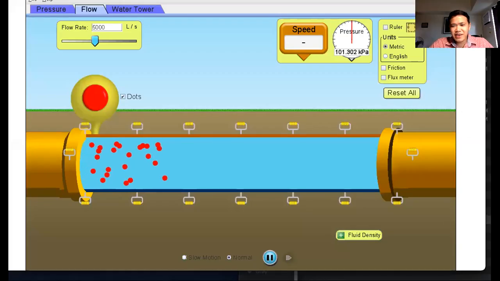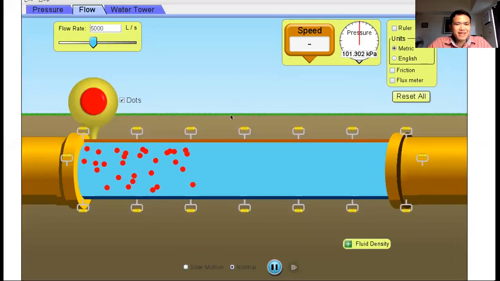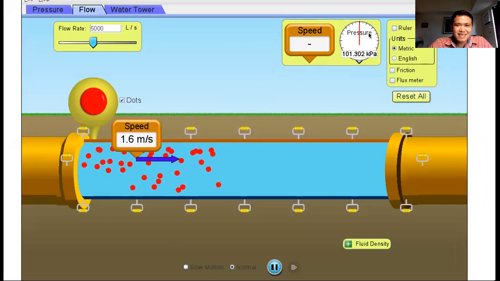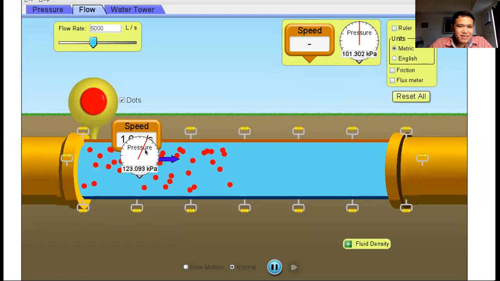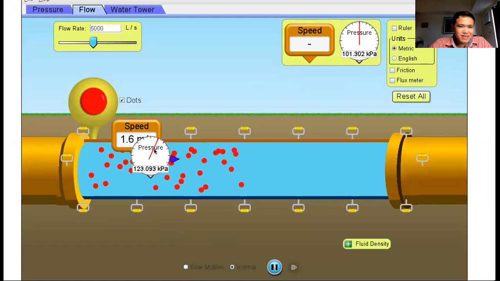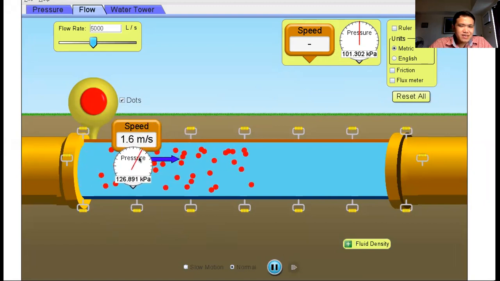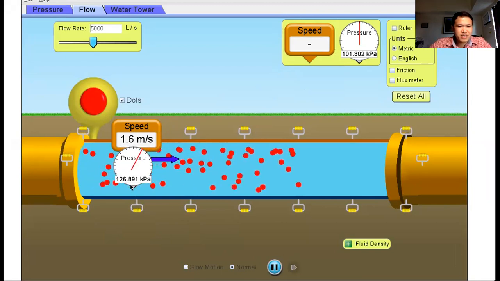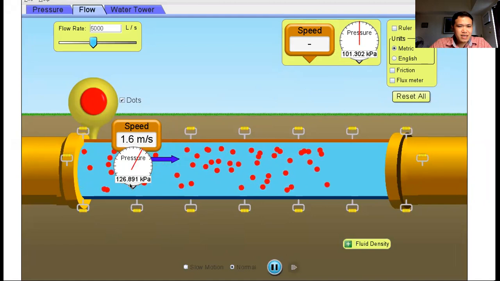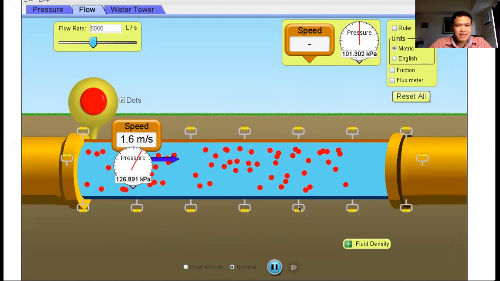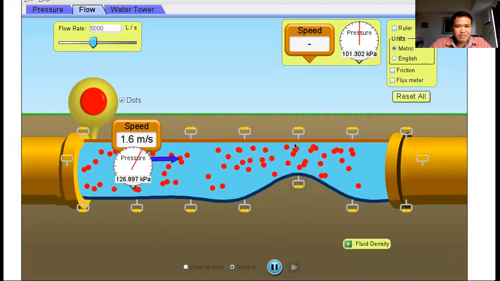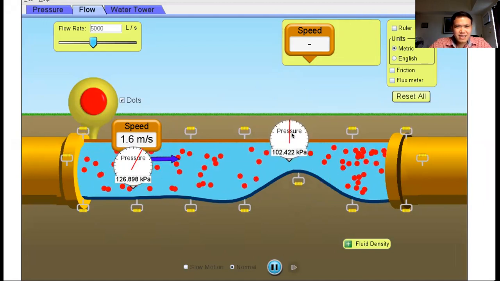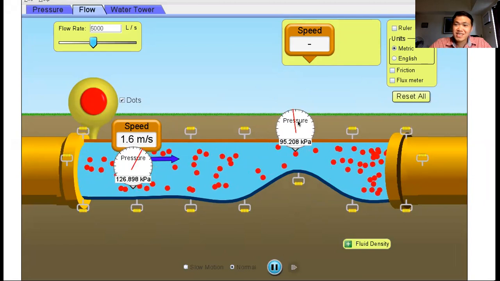Okay, so I have here an enclosed pipe. Look at this. If you're going to analyze the velocity and the pressure, see? For 1.6 meters per second velocity, the pressure is 126 kilopascals. Now, if I increase the velocity by changing the dimension here, so the fluid becomes faster, look, the pressure decreases.